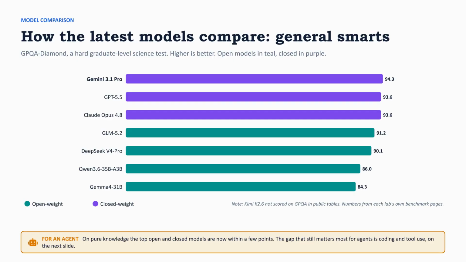On GPQA Diamond, a hard graduate-level science test, the gap between worlds has nearly closed. Gemini 3.1 Pro, GPT-5.5, and Claude Opus 4.8 lead near the top, but open models GLM-5.2 and DeepSeek V4 Pro sit only a few points behind. On raw knowledge, the best open and closed models are now within a few points of each other. The separation that still matters for builders shows up in coding and tool use, which is the next chart.